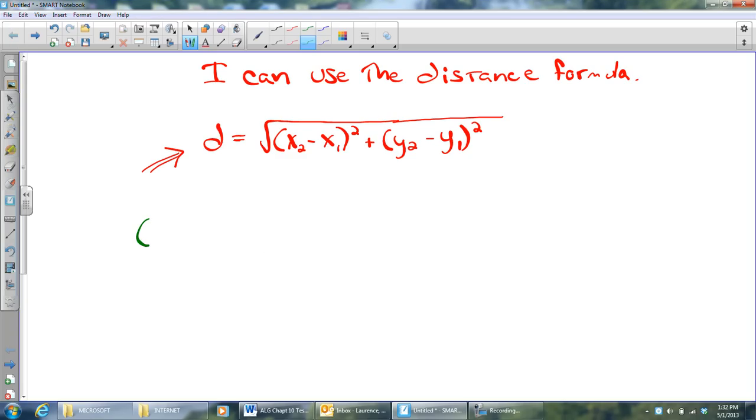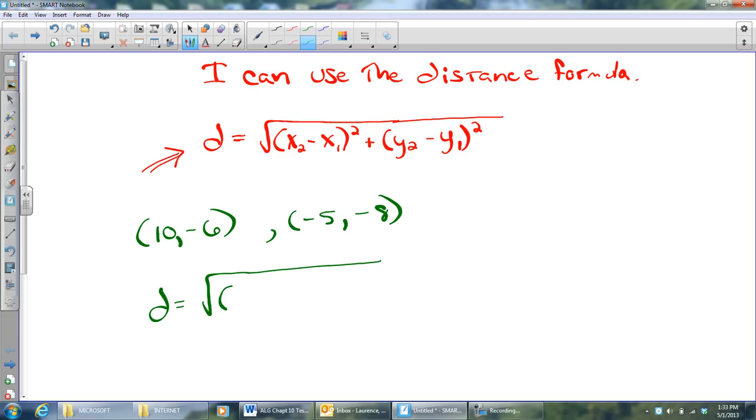So let's try one more example here. Let's say we had the point 10, negative 6, and the point negative 5, negative 8. Okay, well, I'm going to do 10 minus negative 5, square it. I'm going to do negative 6 minus negative 8, square it.